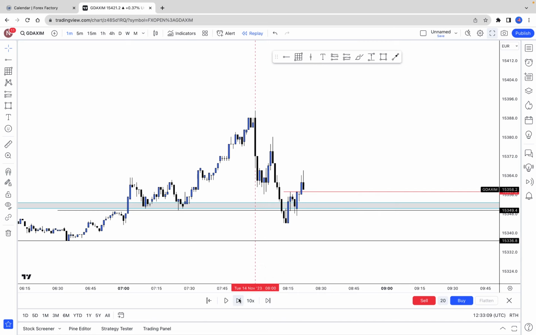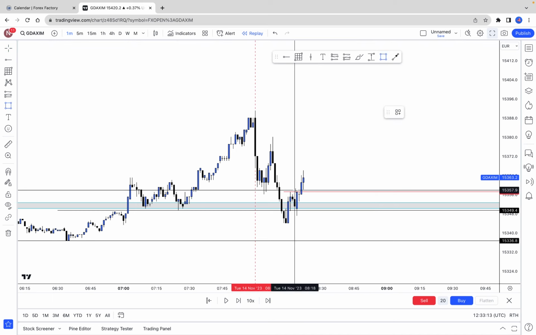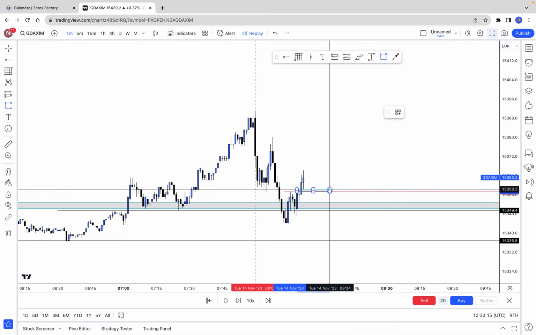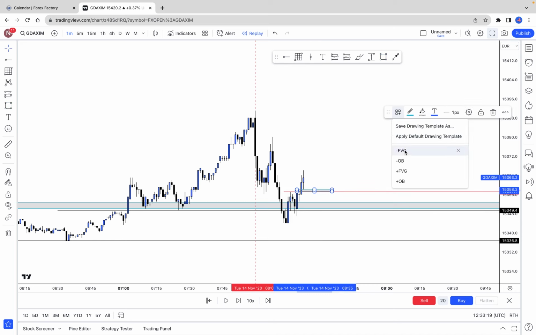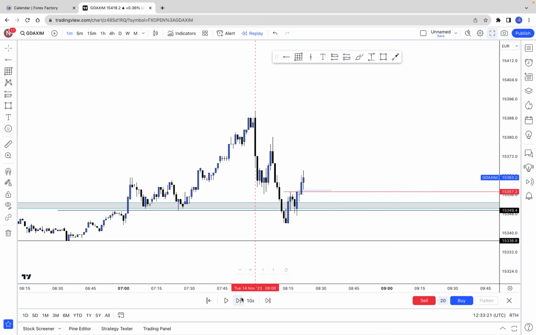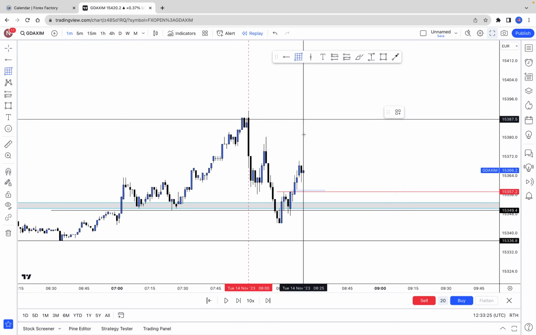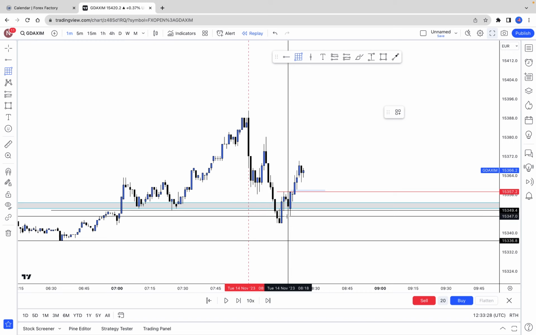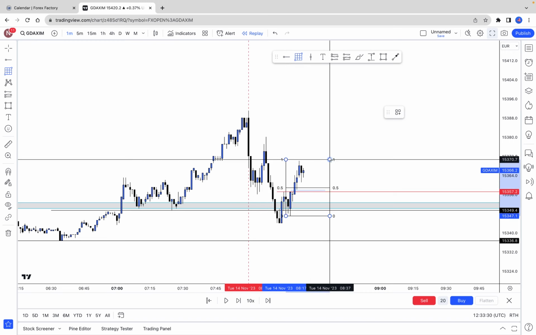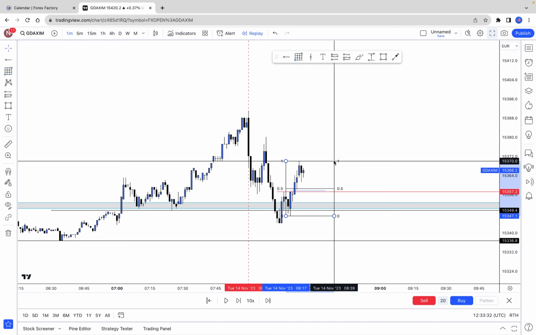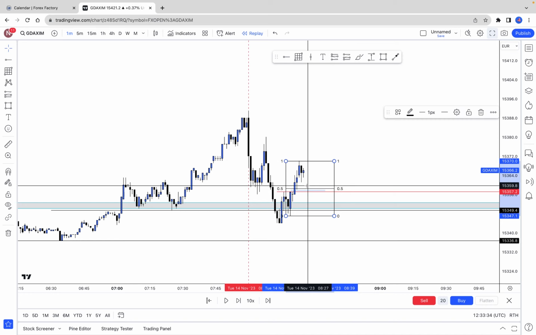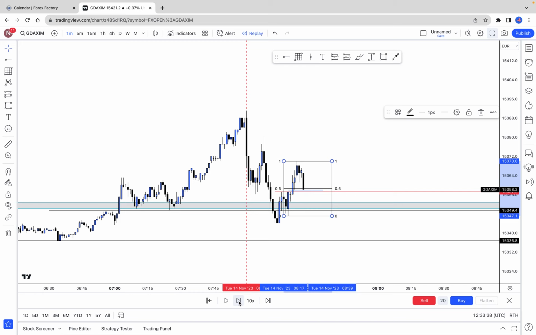Next thing I'm going to wait for is an imbalance, which we have right up in here. It's really thin, but grab it. There we go. So I'm waiting for price to just tap back into that imbalance. Next thing we've just found is a high, so I can draw equilibrium out from this low to this high right here. I want to see price go down to 0.5, even better if we tap within the imbalance. So we'll tap the 0.5.